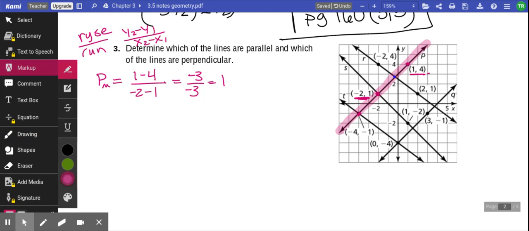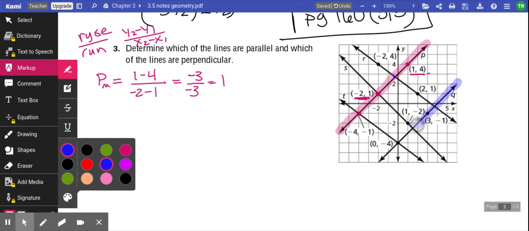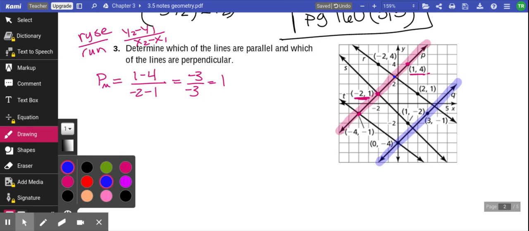Now I'm going to look at my slope of Q. Again, I'm going to pick 2 points on the line that are easy to read. So I'm going to pick here and here. Okay. So the slope of Q is going to equal, and again, I'm just going to go left to right. So I'm going to do my y's first. -4 minus -1, over my x's, 0 minus 3. And so 2 negatives make a positive. So I have -4 plus 1 is -3. And 0 minus 3 is -3.